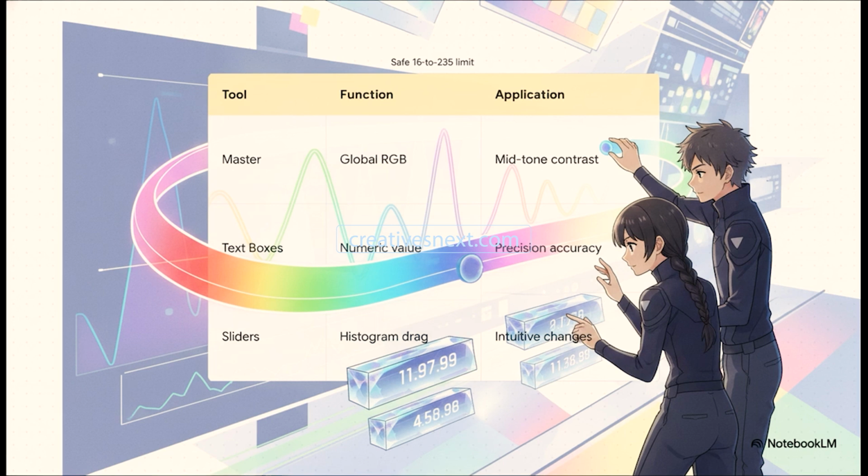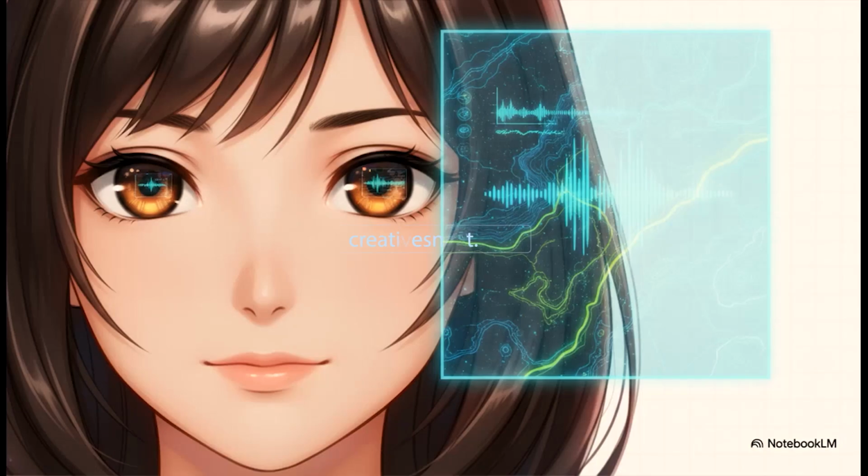We can use the sliders for fast, intuitive dragging while watching the scopes, or if we need total pinpoint accuracy, we can just type the exact numbers directly into the text boxes. But I want to give you a vital reminder as we wrap up this workflow. You can't just rely on the math. You have to train yourself to quickly assess the RGB parade while absolutely trusting your creative vision to spot any lingering biases in the midtones.